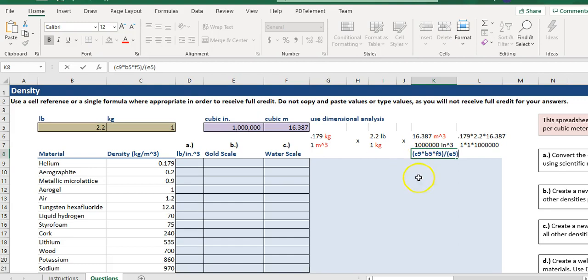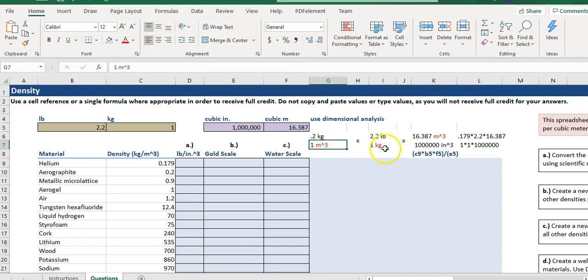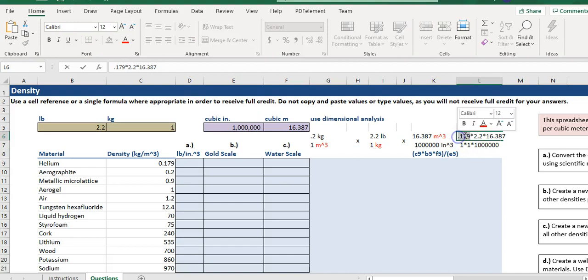So this is what I'm going to end up doing to calculate my values for helium, right? So what happens when it's not helium? What happens when it's graphite? Then the 0.179 changes to 0.2 kilograms, right? Everything else stays the same. The only thing that changes is this number right here becomes 0.2, and instead of C9, it becomes C10.